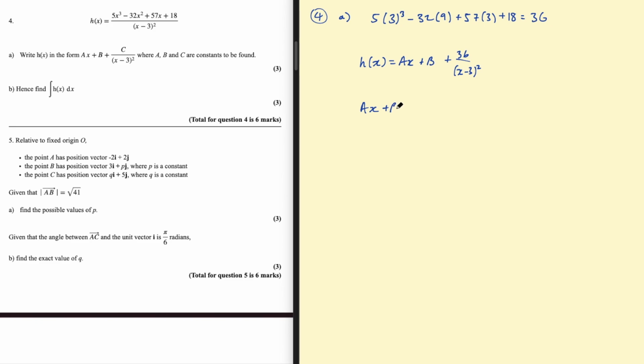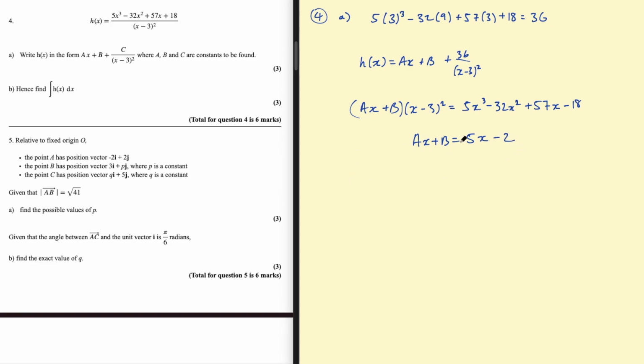So we can say that ax plus b multiplied by x take 3 all squared is equal to this polynomial, subtract 36. So 18 take 36 is negative 18. All right. So now we can solve for a and b just by inspection. We can see a must be 5 to get 5x cubed. So ax plus b is equal to 5x plus b. And then we have b times positive 9 equals negative 18. So b must be negative 2.